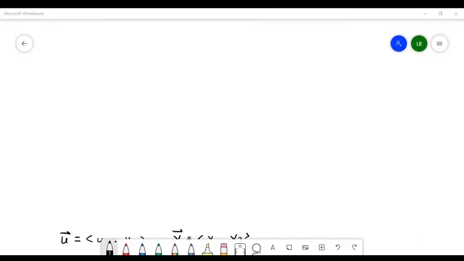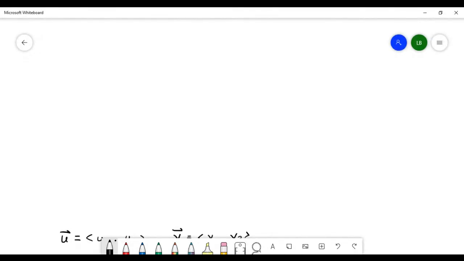We'll go over one other definition, and that's going to be a unit vector. A unit vector is simply a vector with length, or magnitude, of 1. And we'll go ahead and do an example.